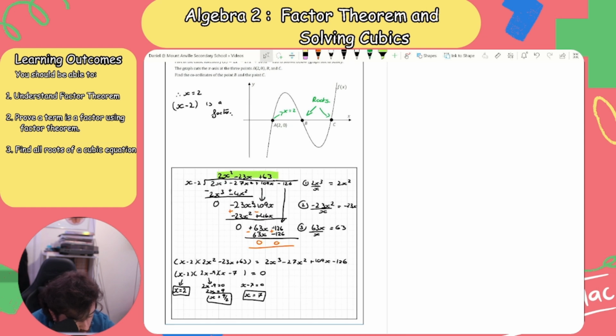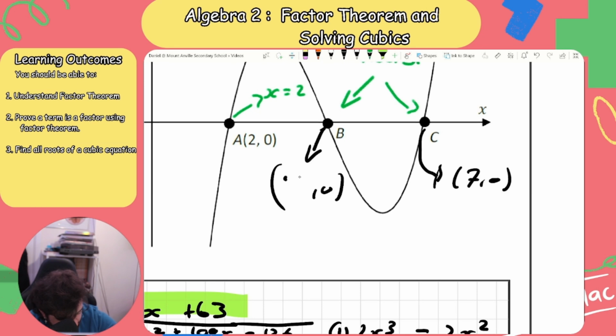So find the coordinates of point B and point C. It crosses at 2, 9 over 2, which is 4.5, and 7. B comes before C, so this has to be 9 over 2, 0. And then 7 is the largest number, and C is the furthest away from the origin, so this point has to be 7, 0. And there you go.